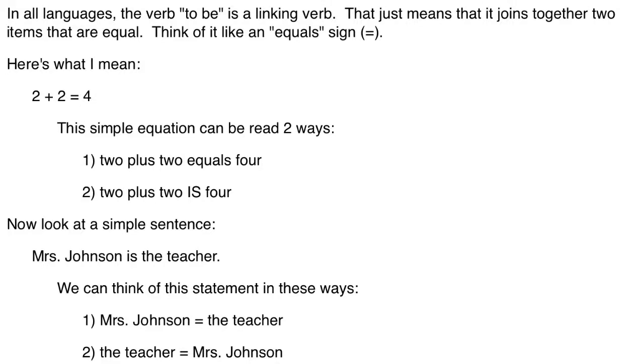In all languages, the verb to be is a linking verb. That just means that it joins together two items that are equal. Think of it like an equal sign in math class. Here's what I mean. Let's look at this simple math problem. 2 plus 2 equals 4.